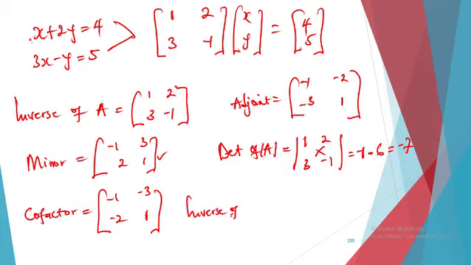Inverse of A is equal to adjoint of A all over determinant of A. You remember? So let's go over. These are adjoint. We have minus 1, minus 2, minus 3, 1 all over minus 7. And that will give us minus 1 over 7 over minus 7, minus 2 over minus 7, minus 3 over minus 7, 1 over minus 7.